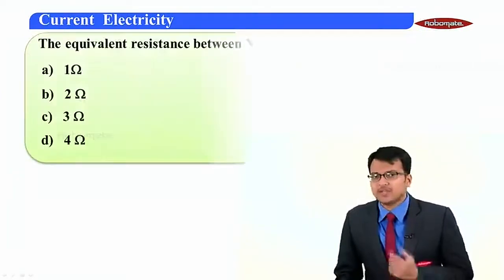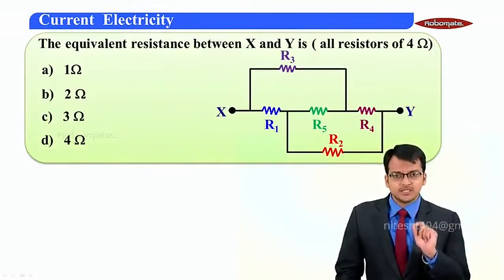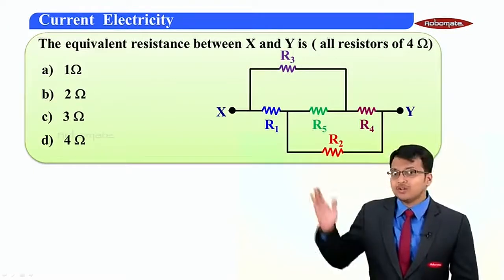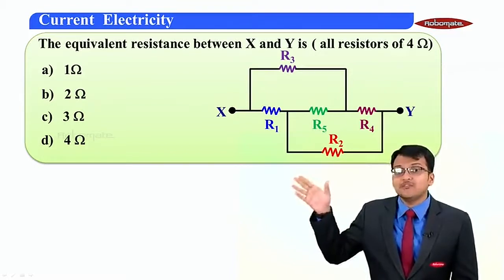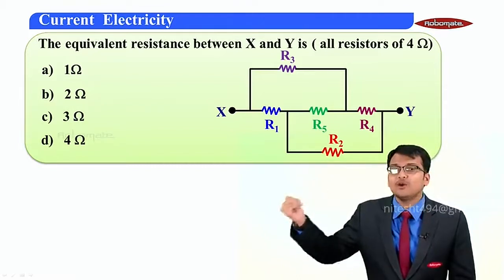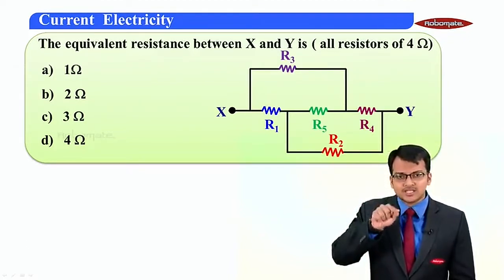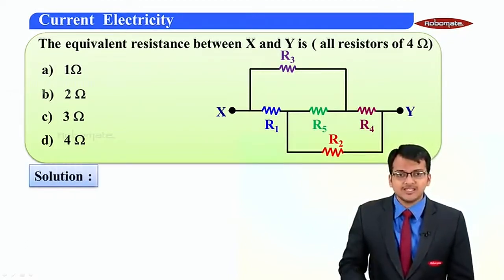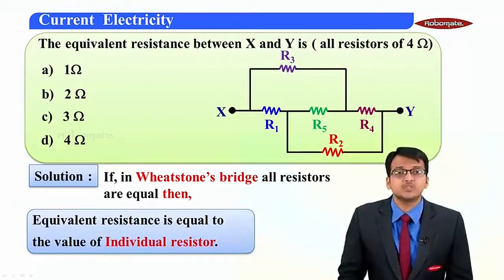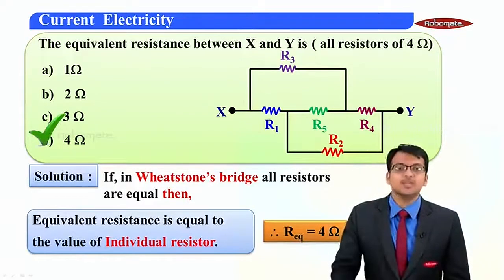Okay, moving ahead with our last question for this module. The question is: the equivalent resistance between X and Y is, if all the resistances are of 4 ohms. Now, dear students, please don't get confused. It is nothing but one way of representing your Wheatstone bridge. So if all the resistances are the same, as given in the question, can I say that in a Wheatstone bridge, if all the resistances are the same, the equivalent resistance has to be the value of the individual resistance? Hence the correct answer has to be 4 ohms.